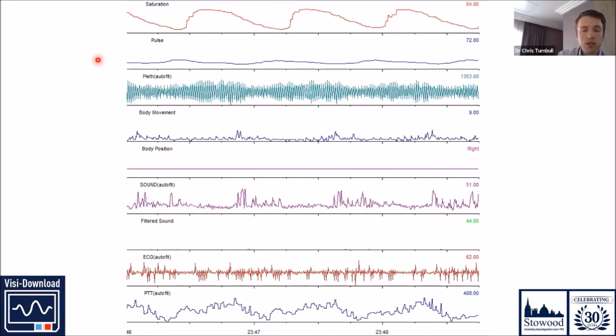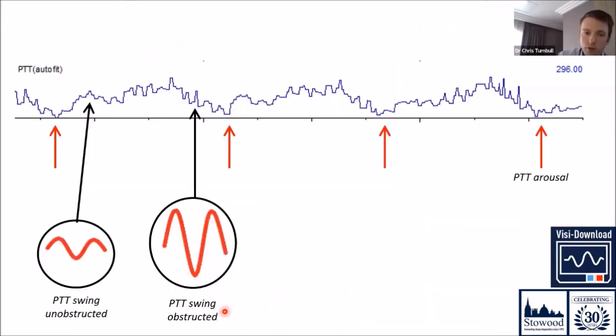And this is from another patient sleep study. You can see the PTT signal here across the bottom in someone with pretty typical obstructive sleep apnea. So you can see large desaturations. What you can see if I home in on the PTT signal is that you've got small amplitude swings at the start of an event. And as the obstructive event carries on, the PTT swings get larger.